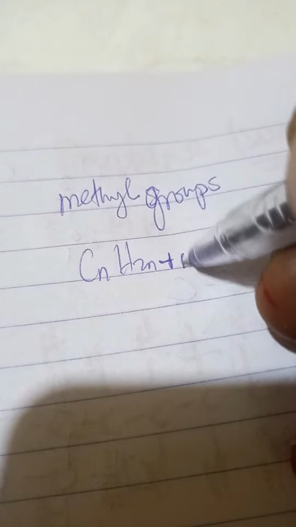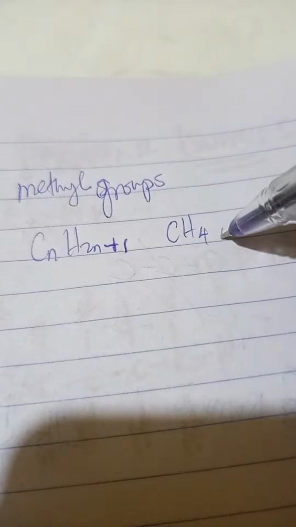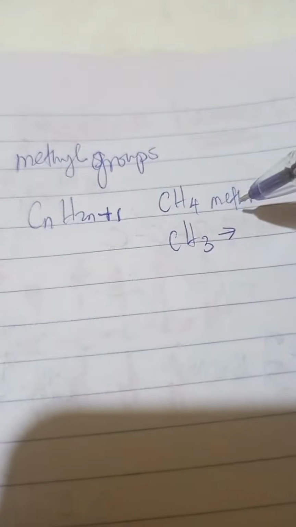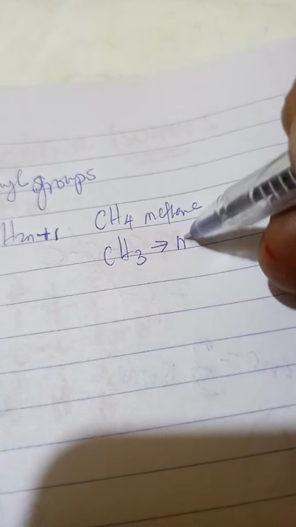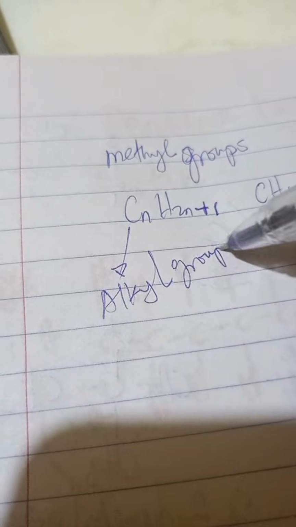So the general formula of the methyl group is CnH2n+1. That means if you have methane and remove one hydrogen, you get CH3. This CH3 is called methyl. The general family is called alkyl groups. Just go to your normal alkane family and remove one hydrogen from there.